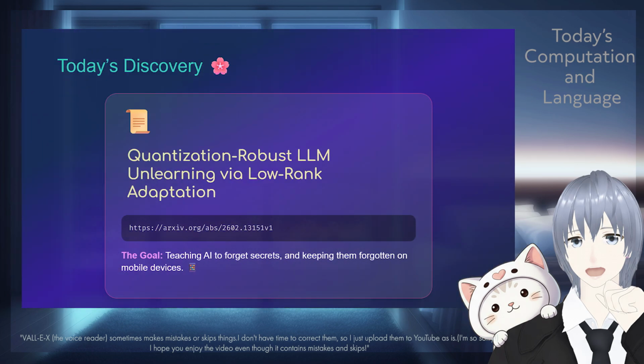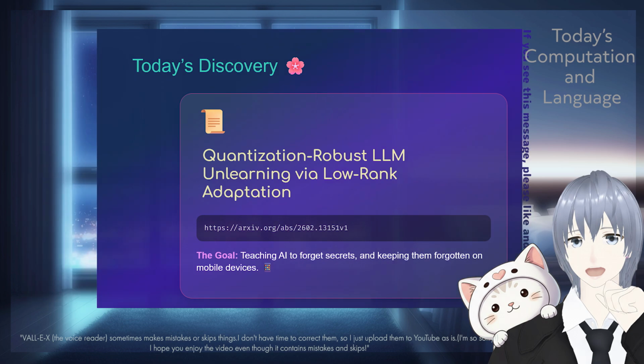Today, I have dug up something really fascinating from the archives. It's a paper that tackles a problem we didn't even know we had until recently. It's about teaching AI to forget, but making sure it stays forgotten, even when we shrink the AI down to fit on your phone. The title is Quantization-Robust LLM Unlearning via Low-Rank Adaptation. The catch is, it's long, but don't worry, I'm going to break it down for you.